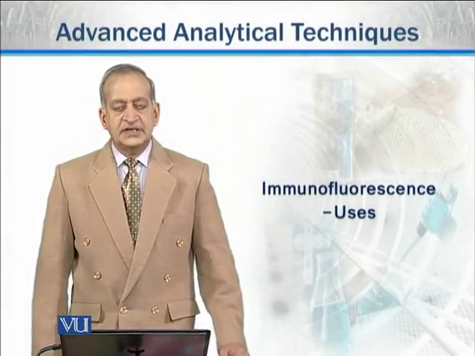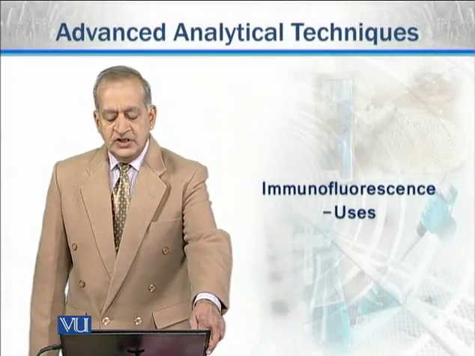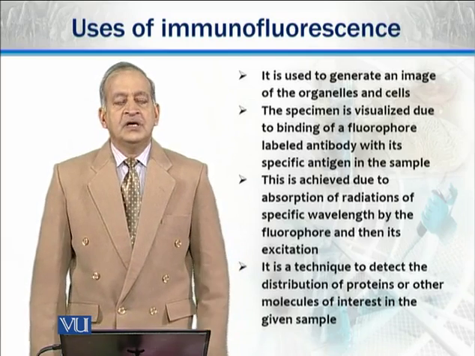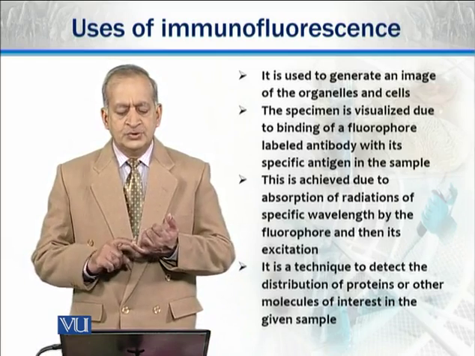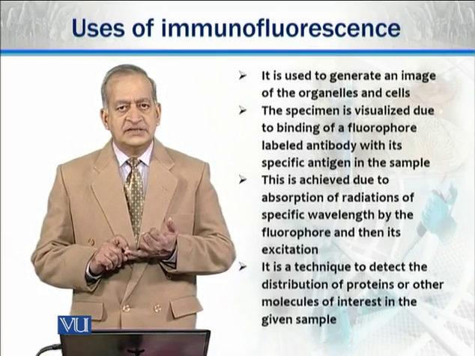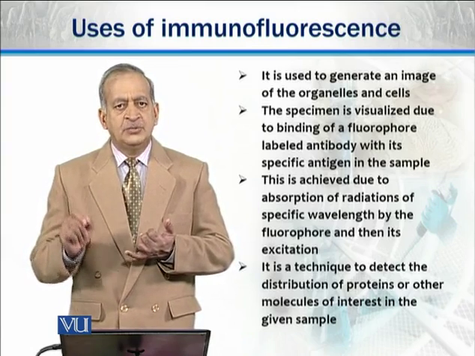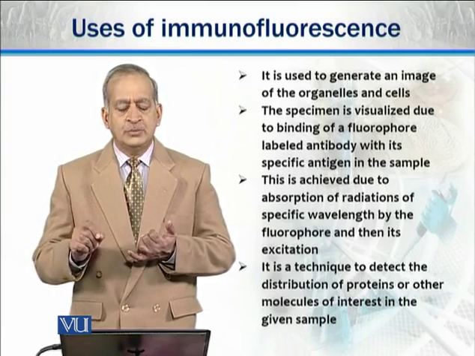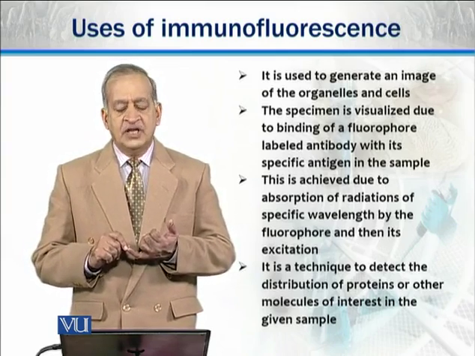Next, we will discuss uses of immunofluorescence, how and where we can use immunofluorescence. There are many uses of immunofluorescence. It is used to generate an image of organelles and cells with the help of antibodies which are labeled with fluorophores, and these antibodies target their antigens which are present in different organelles and cells.